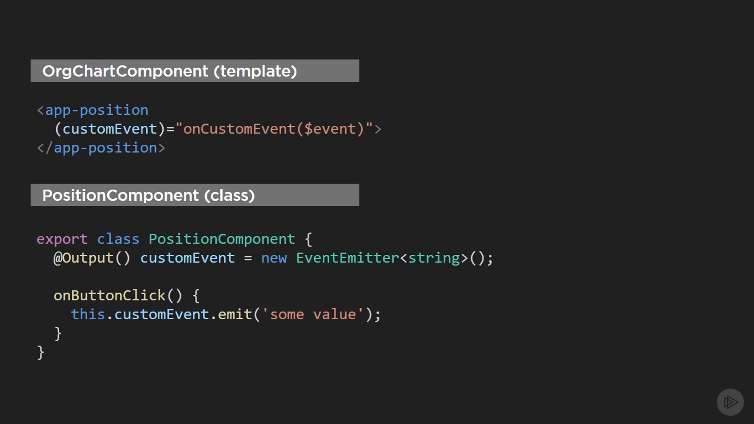So communicating between parent and child components is simple. To go from a parent to a child, we use an @Input decorator. And going from a child back up to its parent, we use an event emitter. We use the @Output decorator, and we create a new event emitter of whatever type we need to pass back to the parent.